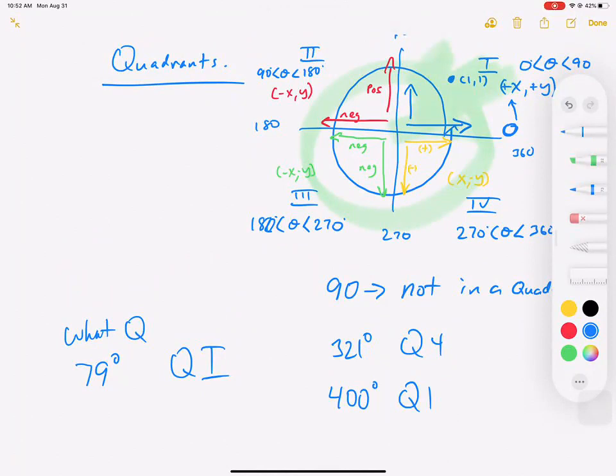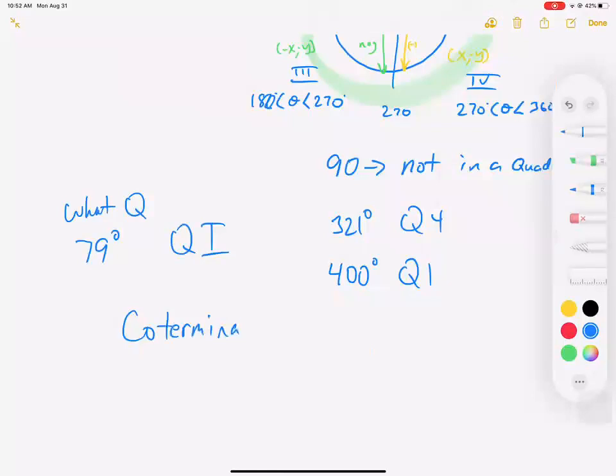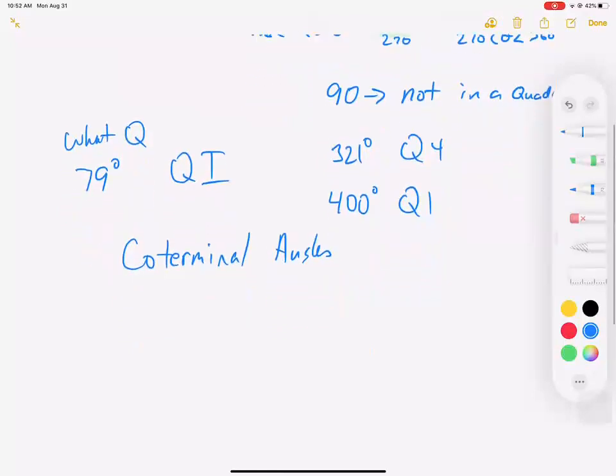Now, this leads us to our next discussion about what we call coterminal angles. Coterminal angles are angles that stop at the same place, even though they may not be in the same circle. So let me give you a quick example.